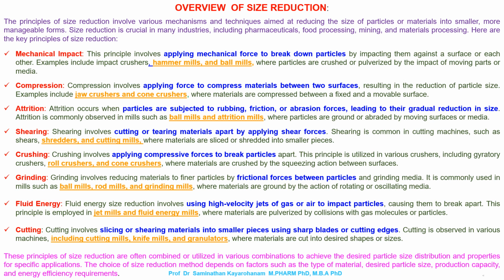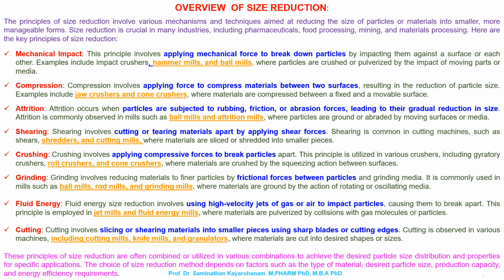Mechanical impact. This principle involves applying mechanical force to break down particles by impacting them against a surface or each other. Examples include impact crushers, hammer mills, and ball mills, where particles are crushed or pulverized by the impact of moving parts or media. Compression. Compression involves applying force to compress materials between two surfaces, resulting in the reduction of particle size. Examples include jaw crushers and cone crushers, where materials are compressed between a fixed and a movable surface.